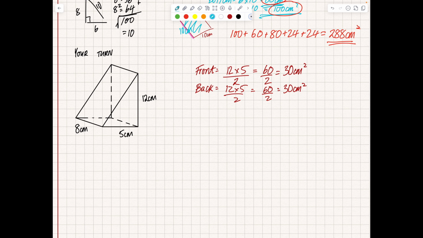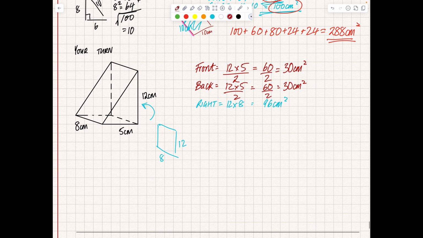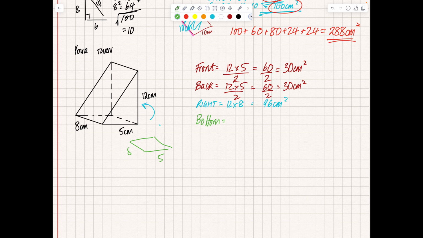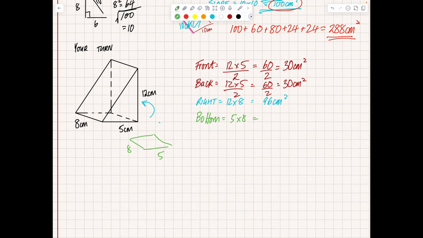Now this time there isn't a left, it's this side. So I'm just going to call that the right-hand side, which would look like this. It's going to be 12 high and it goes 8 back. So you should have done 12 times 8 to get 96 centimetres squared. Then your bottom, which is that section there. So it's 5 across and 8 back. So that's 5 times 8, which gives you 40 centimetres squared.